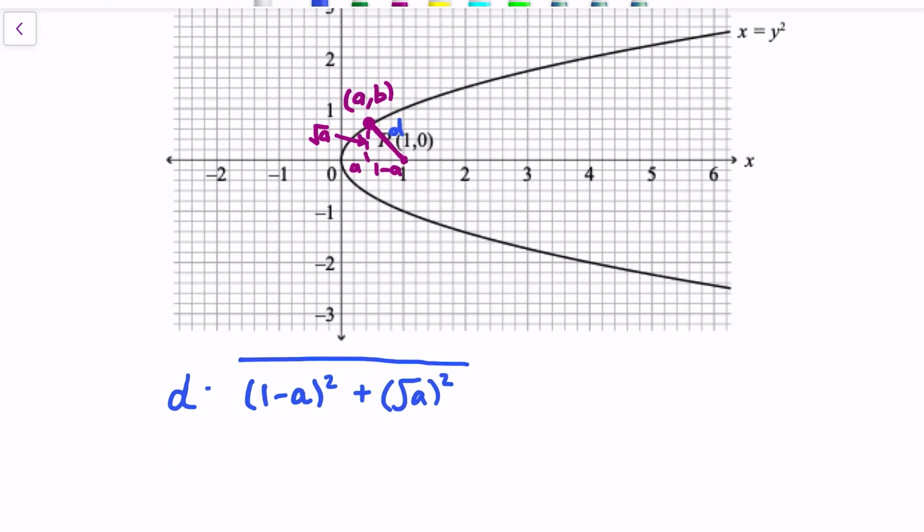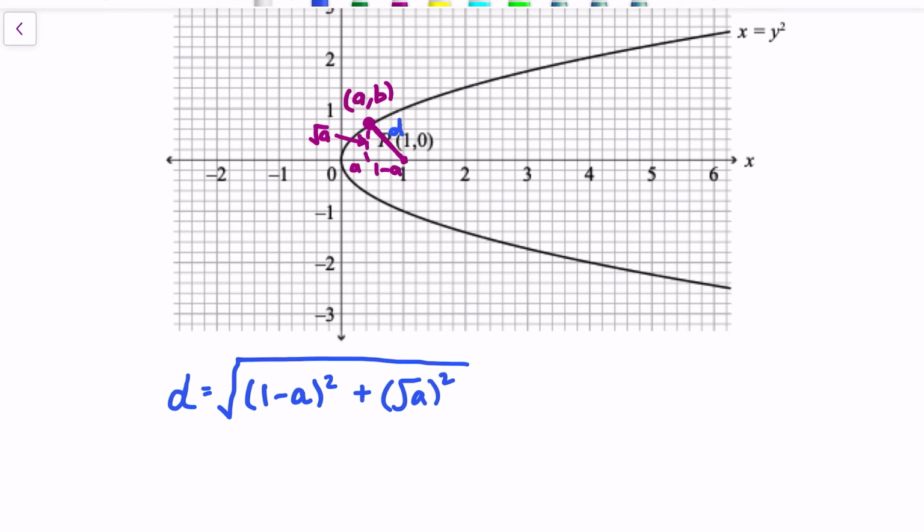Now, the distance is a positive quantity, and we're trying to find its smallest value. Whatever the smallest value is, call it some value d, whatever value of a makes this the smallest is going to also make the square of the distance the smallest. So I actually don't need to differentiate this thing at all. I can get rid of the square root. I'm going to show you how to do this.